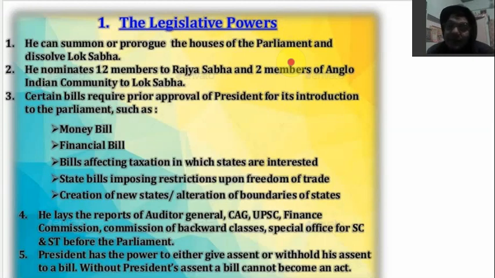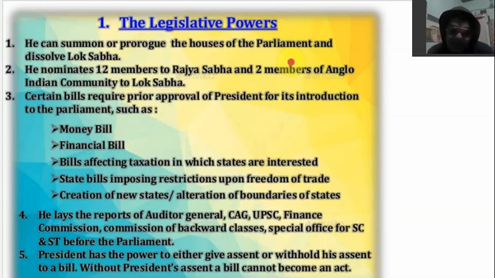What kind of bills are they? The money bill, the financial bill, bills affecting taxation in which states are interested, state bills imposing restrictions upon freedom of trade. Don't worry about their full definition and what they are. I will teach you each and every one of them in the class of parliament. What are bills and what are money bills, financial bills, bills affecting the taxation. But you have to remember that these are those bills that require the prior approval of the president for their introduction. Creation of new states and alteration of boundaries of states.